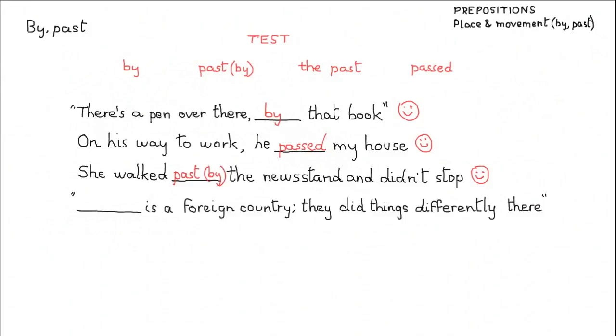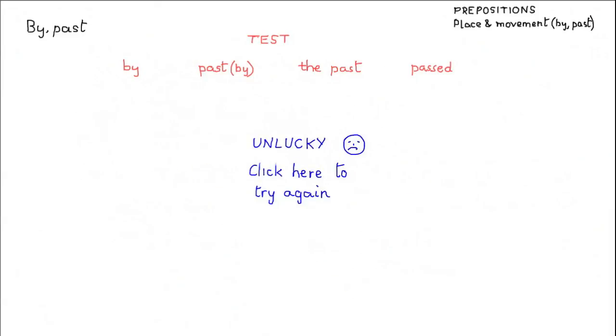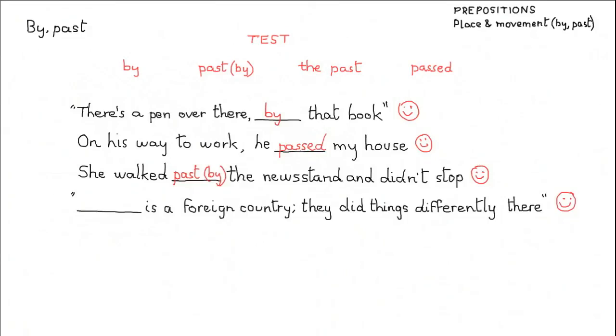And here's the next one. Is a foreign country. They did things differently there. That's a famous quotation. Think about the options, make your choice. Oh no, sorry, that wasn't the one. Click here to try again. Yes, good, that's right. I'll just write in the answer there. The past is a foreign country.